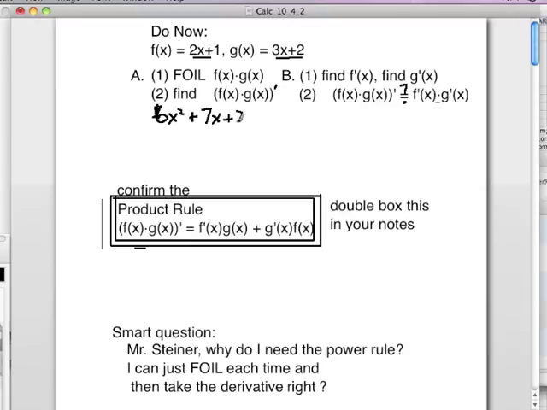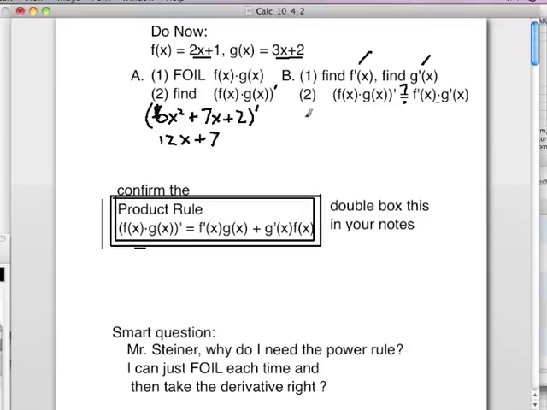And then I said part 2 is to take the derivative, so I'm just going to put a prime around this, and we know the power rule at this point, so this is 12x plus 7. Okay, that's just straightforward power rule. Bring the power down in front, reduce the power by 1. Okay, so part B was find f. Now I want you to find f prime of x and find g prime of x.